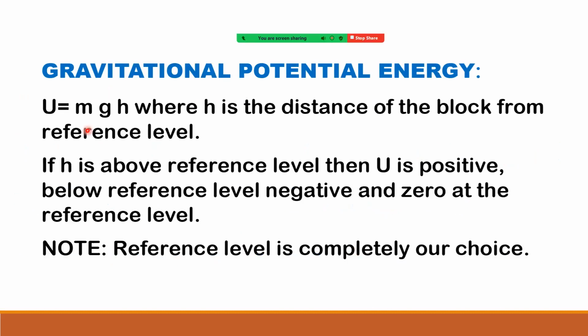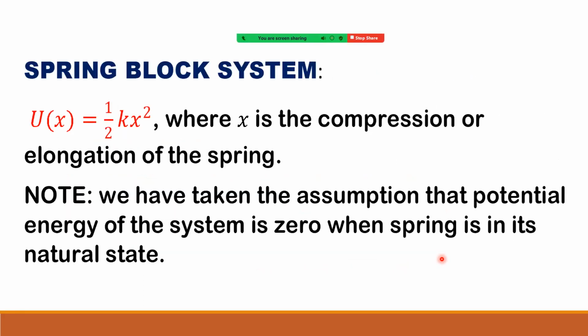So the points that we have discussed: U equal to mgh, where h is the distance of the block from the reference level. This need not be the ground. So h is height above the reference level. If h is above the reference level, then U is positive. Below the reference level, negative. Zero at the reference level. And that reference level is completely our choice.